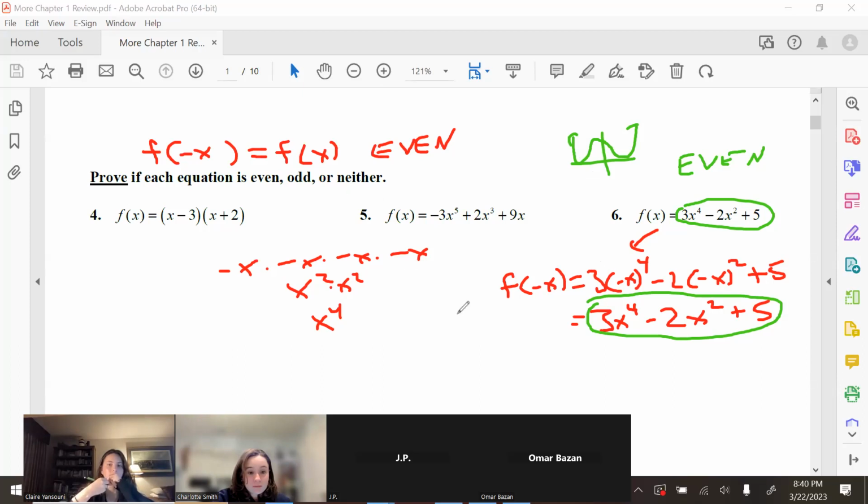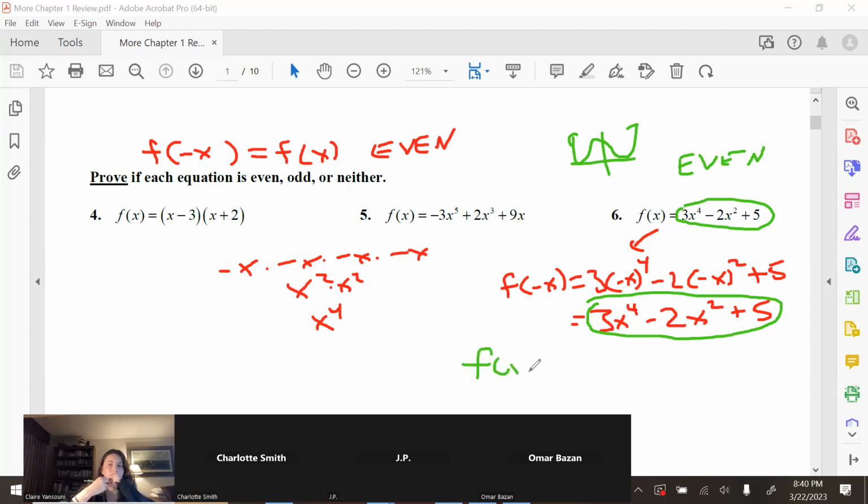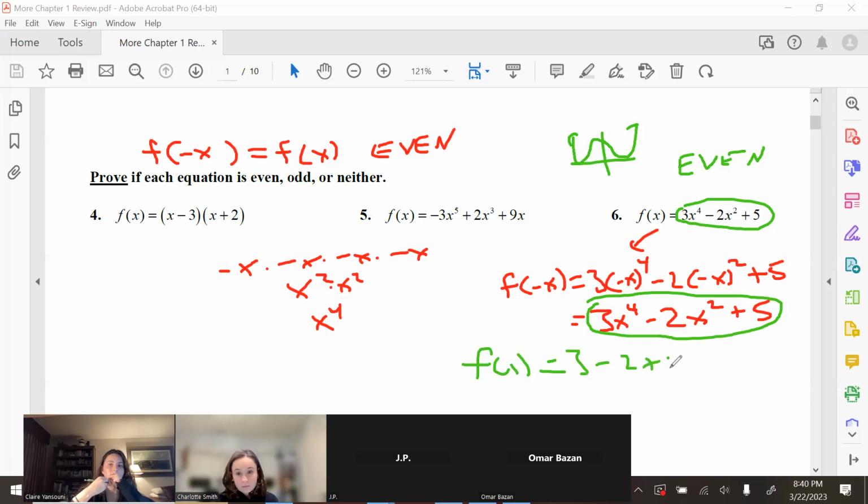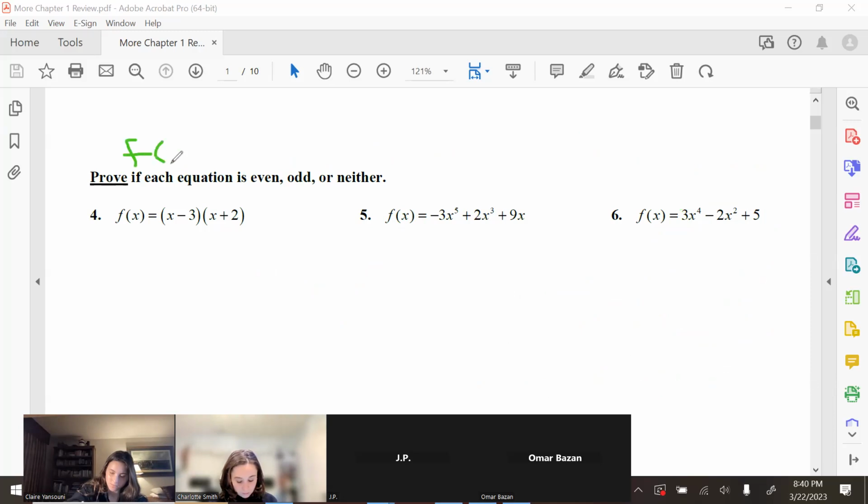Another thing you could do as well is plug in 1. If you plug in 1, you get 3 - 2 + 5, which I know is 6. We'll plug in -1 and see what happens. You still get 3 - 2 + 5, which is still 6. So that's another way you could tell. Now, the other scenario is if you replace x with negative x, but all of a sudden it's f of x times -1, meaning all those signs change, then you have an odd function. So everything has to change sign.